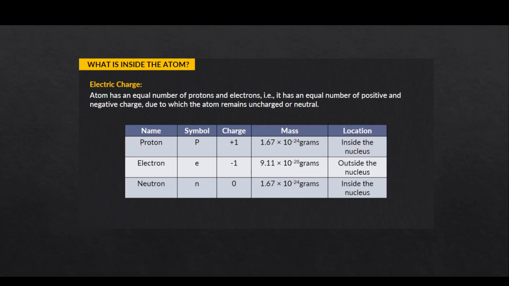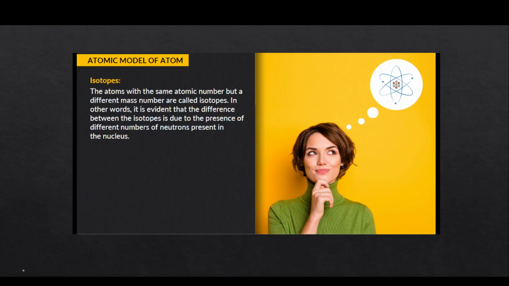Now these are electric charge. So an atom has an equal number of protons and electrons. It has an equal number of positive and negative charges, and neutrons are neutral. So proton positive, electron negative, and you can compare the mass here. The electron is 10 to the negative 28, and the proton is 10 to the negative 24, and the neutron is also the same. So that's why you can see 10 to the negative 28 is quite less as compared to 10 to the negative 24, right?